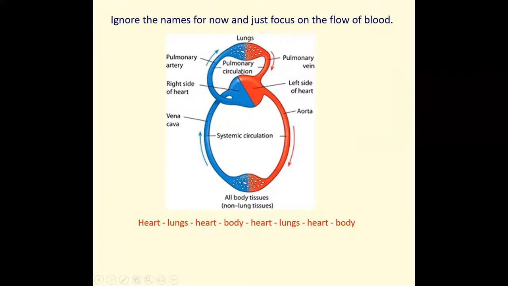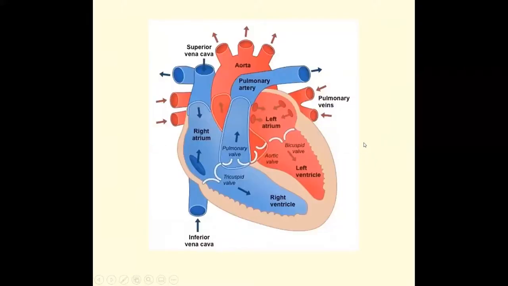So this is the pulmonary circulation, the lungs and heart, and this is systemic circulation between the heart and body. Okay, let's take a little bit more detailed look at the heart now. So this is what the heart looks like. Imagine it's a sort of cross section. It's like somebody's sliced it down the middle, so that we can see what's inside.